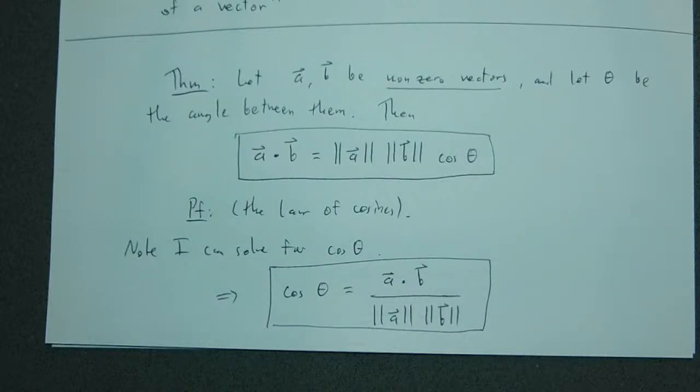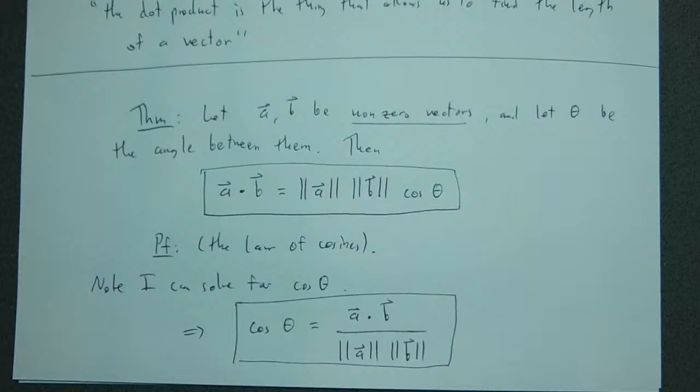Why is that a big deal? If I give you two vectors, A and B, dotting them is easy. Finding their length is also easy. And so given two vectors, you could write out the cosine of the angle between those vectors. It allows you to compute the angle between two given vectors.